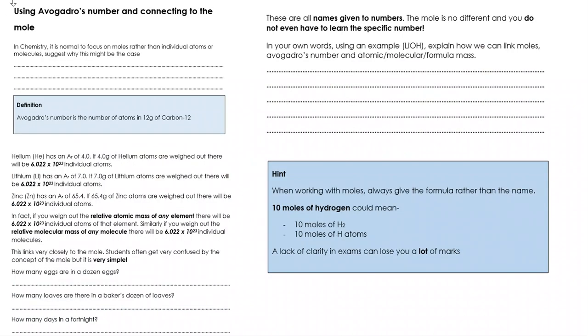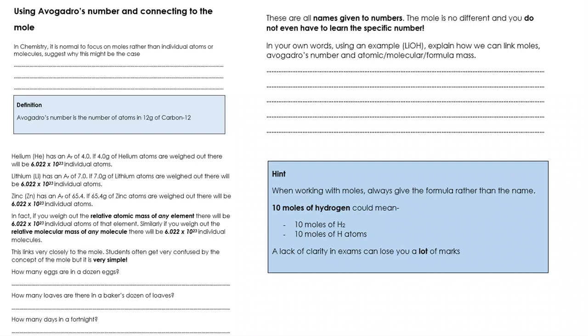Moving on now to using Avogadro's number. Taking a look now at using Avogadro's number, we've got a definition here, and there are some questions at the bottom on the left-hand side that, once you've read through what's above it, will maybe seem like slightly odd questions, but there's a really important reason that I'm asking them. So have a think.